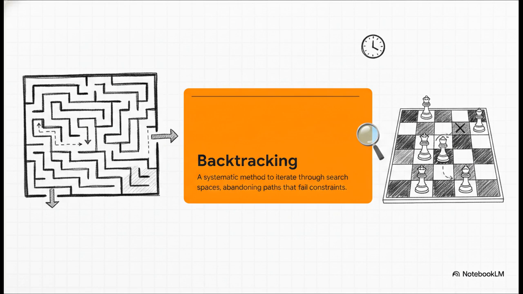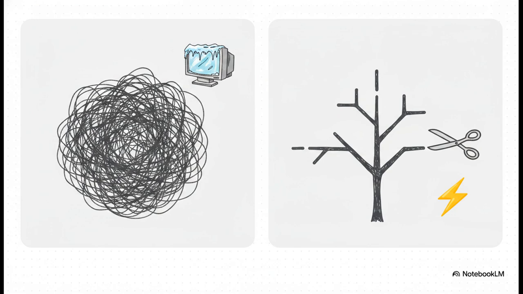You walk down a path, and if it leads to a dead end, you fail fast, you step back, and you try another route. For our board, we place queens row by row. If a placement is safe, awesome, we move to the next row. If we get stuck, we just step back and try a different spot. This concept is absolutely crucial because it mathematically saves our computers from just totally freezing up. By failing fast and ensuring only 1 queen per row, we prune the search space incredibly early.